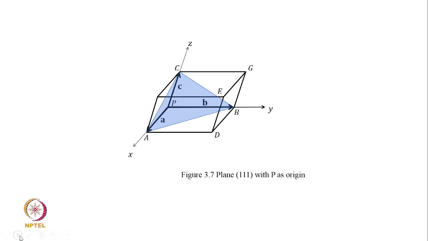So, this is the 1 1 1 plane with P as origin. Now, include the 1 1 bar 0 plane also, which you just made. Make this drawing, include the 1 1 bar 0 plane, and then tell me the line of intersection, the Miller indices of the line of intersection. So, problem.